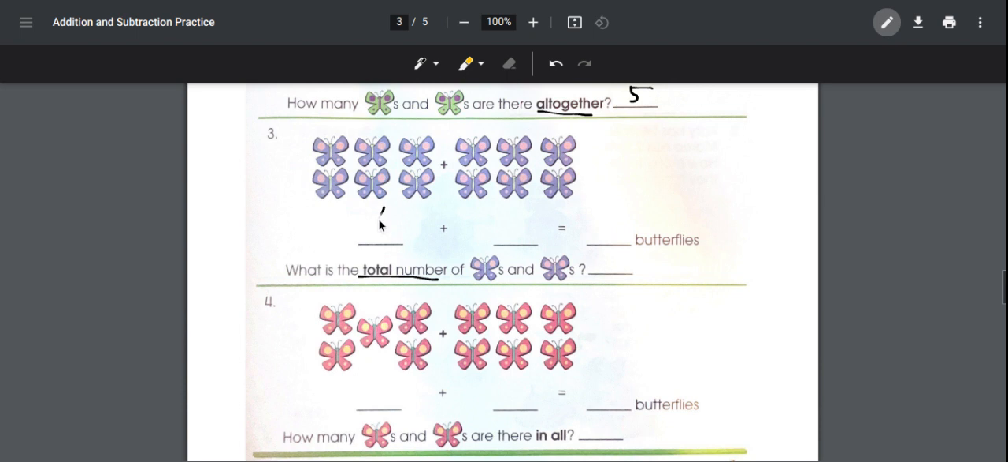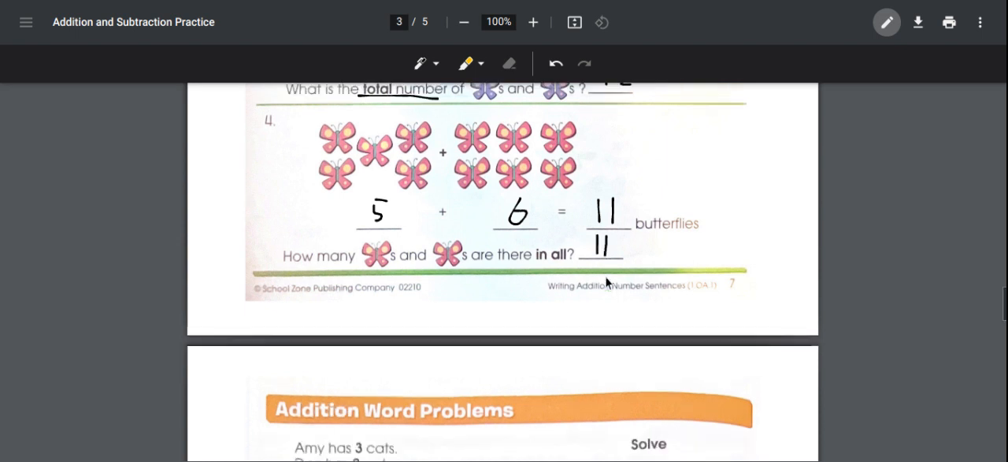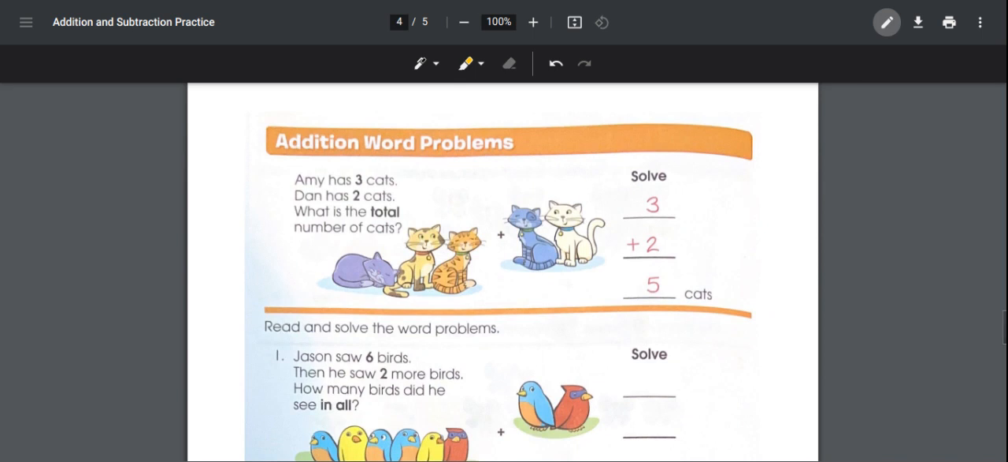Okay, number 3. There's 1, 2, 3, 4, 5, 6 on the left. 1, 2, 3, 4, 5, 6 on the right. So 6 plus 6 is equal to 12. So what is the total number? 12 butterflies. Okay, number 4. There's 1, 2, 3, 4, 5 red butterflies. And 1, 2, 3, 4, 5, 6 red butterflies on the right. So 6 plus 5 will be equal to 11. So how many butterflies are there in all? There will be 11 butterflies in all.